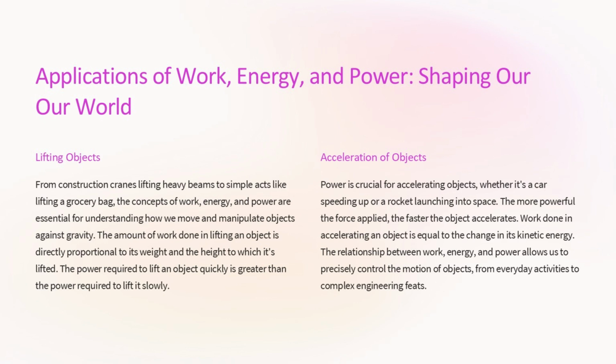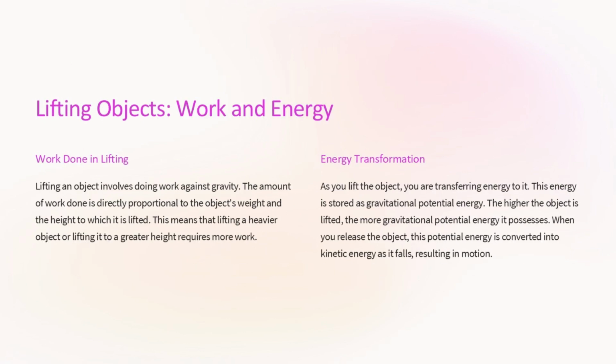Lifting an object requires doing work against the force of gravity. The amount of work done is directly proportional to the object's weight and the height it's lifted to. As you lift the object, you're transferring energy to it in the form of gravitational potential energy. The higher the object is lifted, the more gravitational potential energy it possesses. When the object is released, this stored potential energy is converted into kinetic energy as it falls.